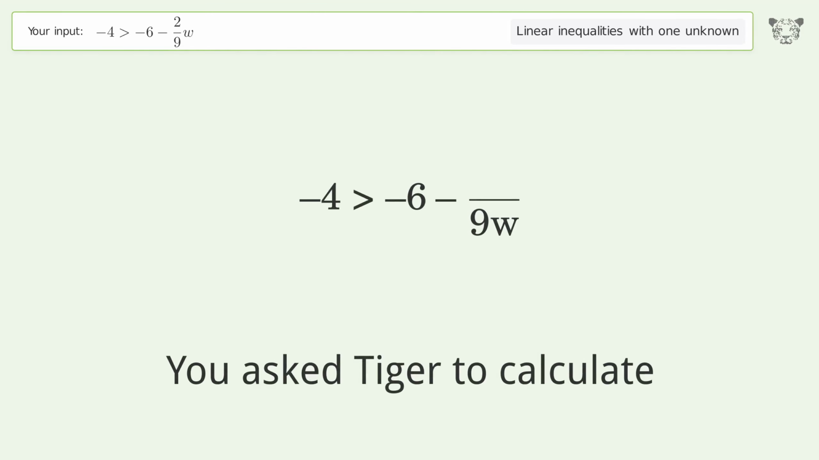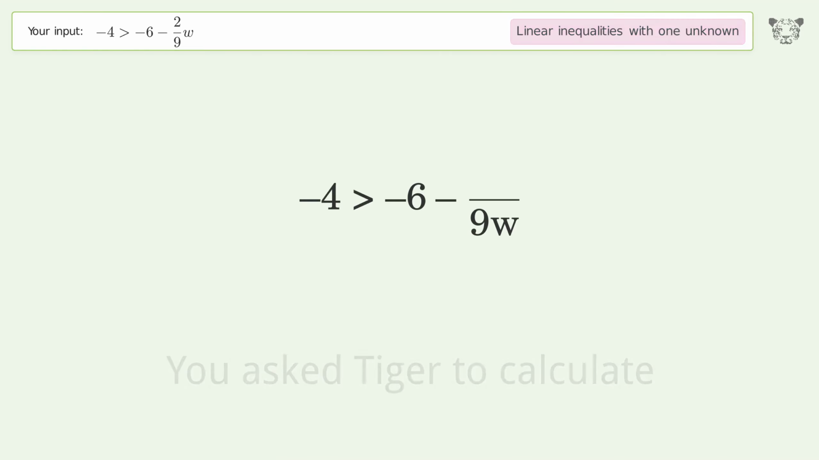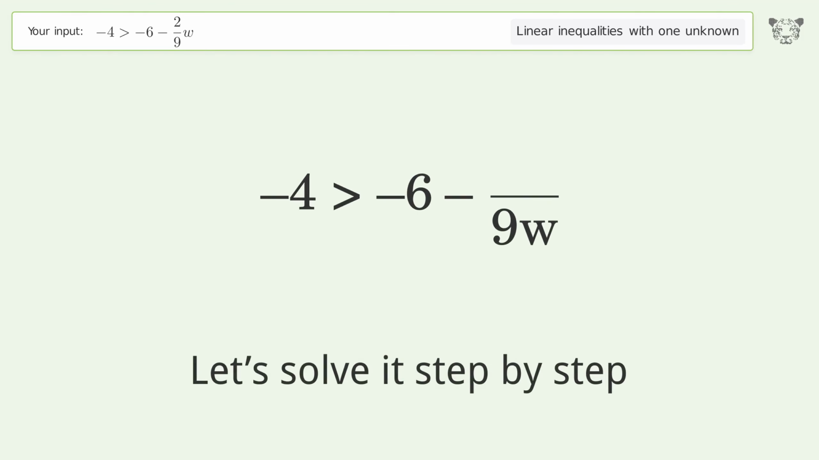You ask Tiger to calculate. This deals with linear inequalities with one unknown. The final result is w greater than -9. Let's solve it step by step.